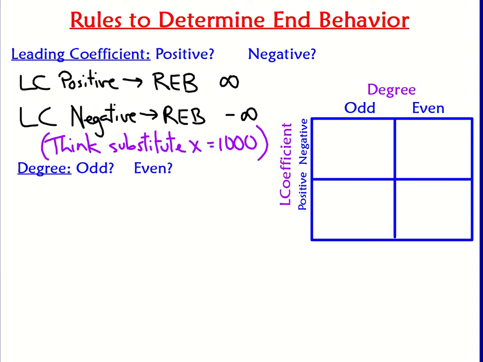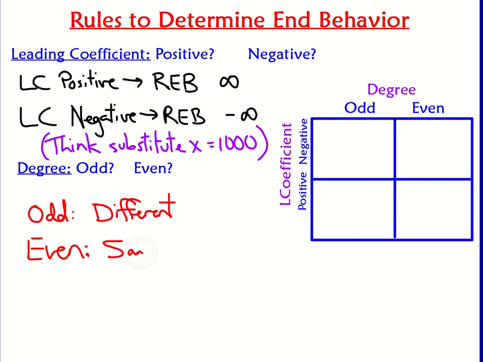Then we look at the degree of the function. If the degree, which is that highest variable exponent, is odd, then that means that the end behaviors are different. So whatever the right end behavior was, the left end behavior is different from that. This makes sense because odd and different can be synonyms, right? If you know somebody who would be considered a little bit odd, it just means that they're different than other people. And if the degree is even, then that means that the end behaviors are the same.